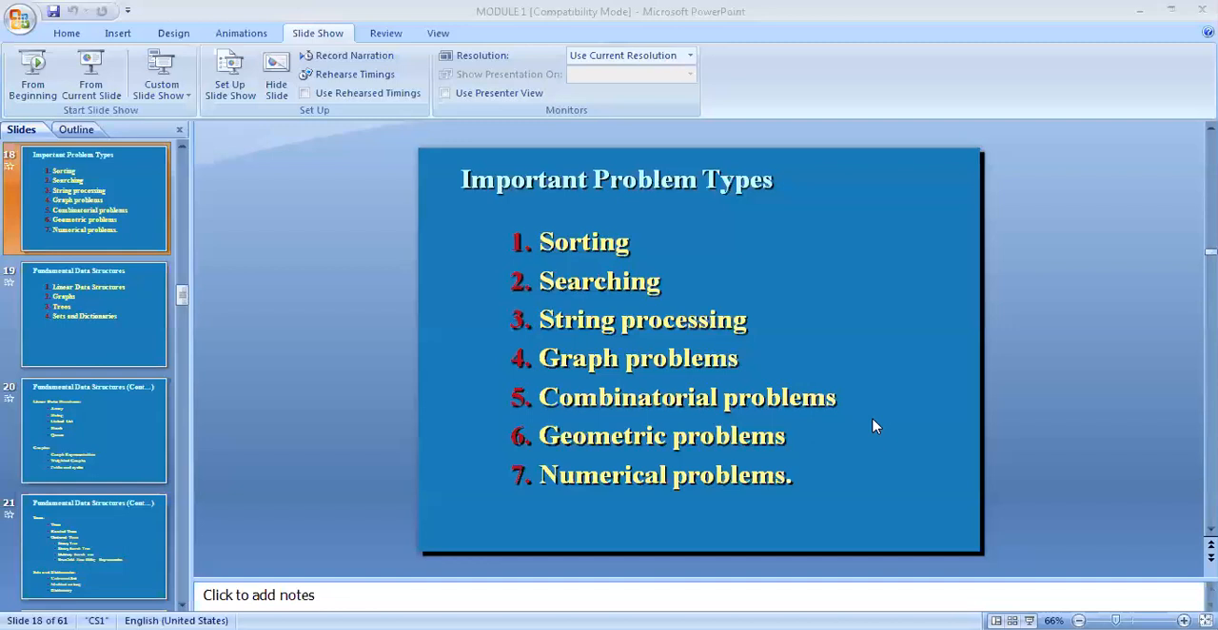Here we complete each and every detail about the important problem types.